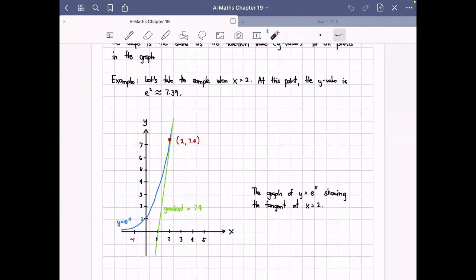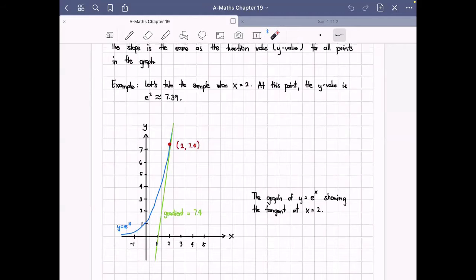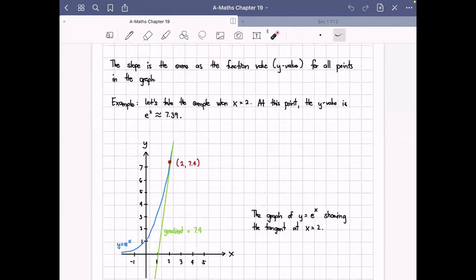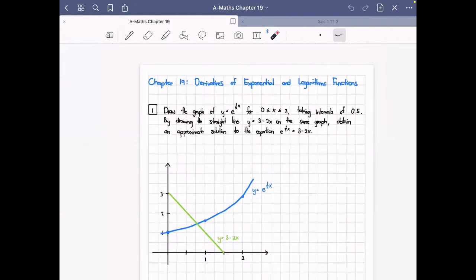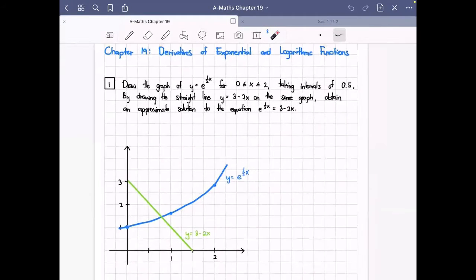So when you differentiate this, you will get the same answer as the value of y. Later we will have some examples applying this concept. But that's the main idea behind this: why this thing didn't change at all. So let's have one question here, applying that concept.